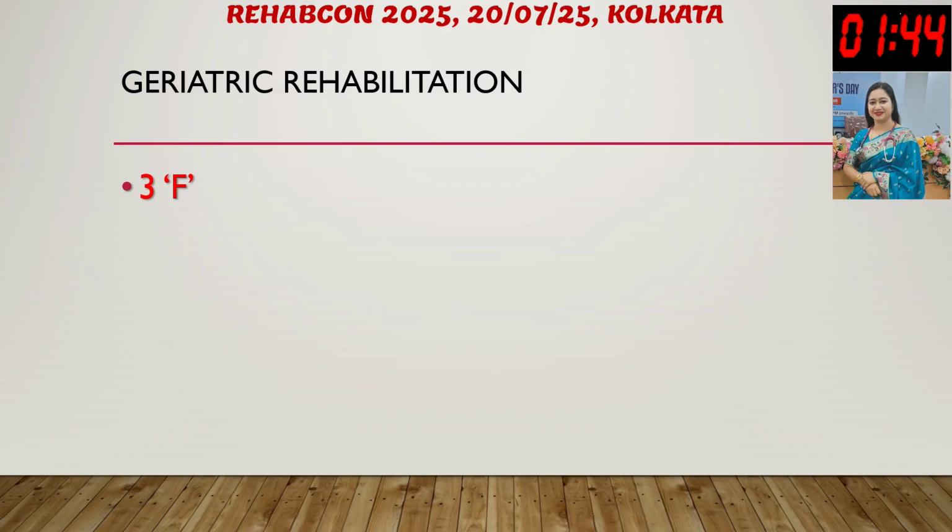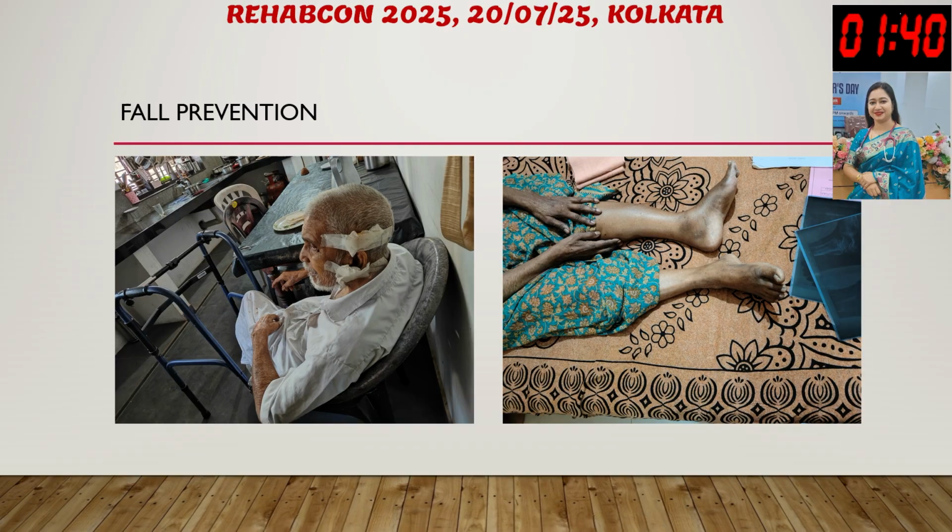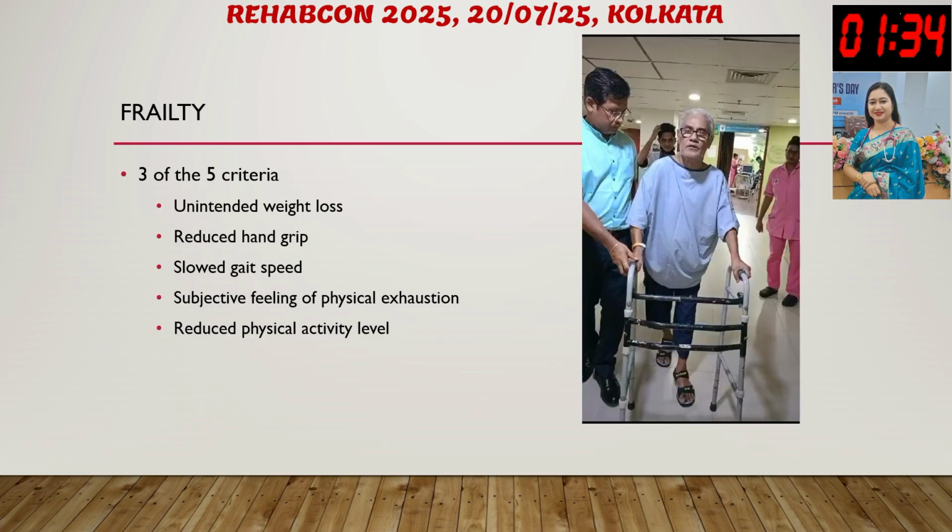In geriatric rehabilitation, we focus on 3 F's: fall prevention, frailty prevention, and fatigue. So I don't think I have much time left. So fall can be very devastating for a geriatric patient. So fall prevention methods, as we have already seen, we should follow that and advise the patients and relatives.